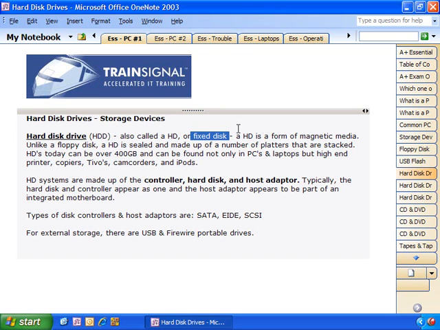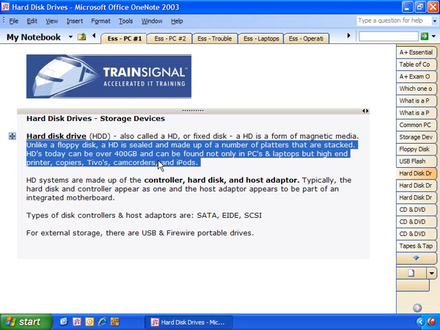Now, a hard drive is a form of magnetic media. Now, unlike a floppy disk, a hard drive is sealed, and it's made up of a number of platters that are stacked together. Hard drives today can be over 400 gigabytes and can be found not only in PCs and laptops, but high-end printers, copiers, TiVos, digital video recorders, camcorders, and iPods. So you can find hard drives in all sorts of devices. They can store a huge amount of data today, and these magnetic platters are spinning at very high speeds inside that case, sometimes as much as 10,000 RPMs.